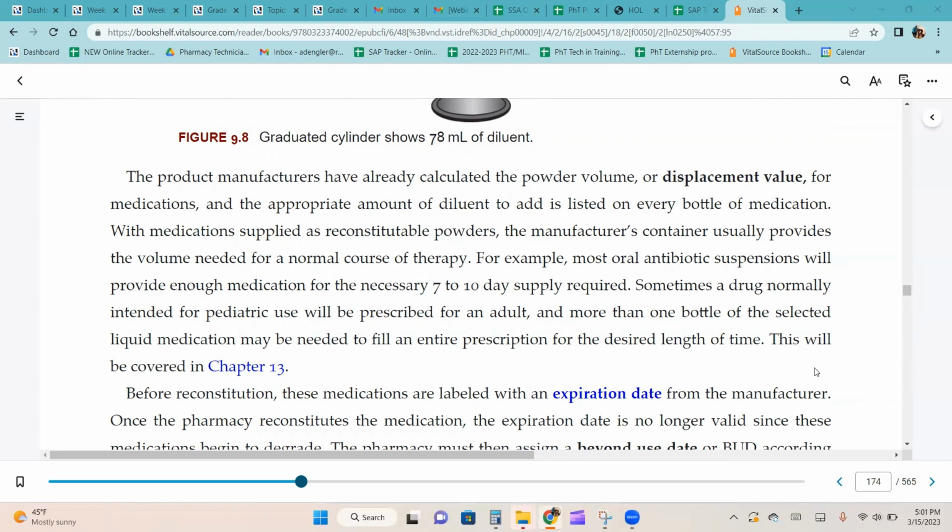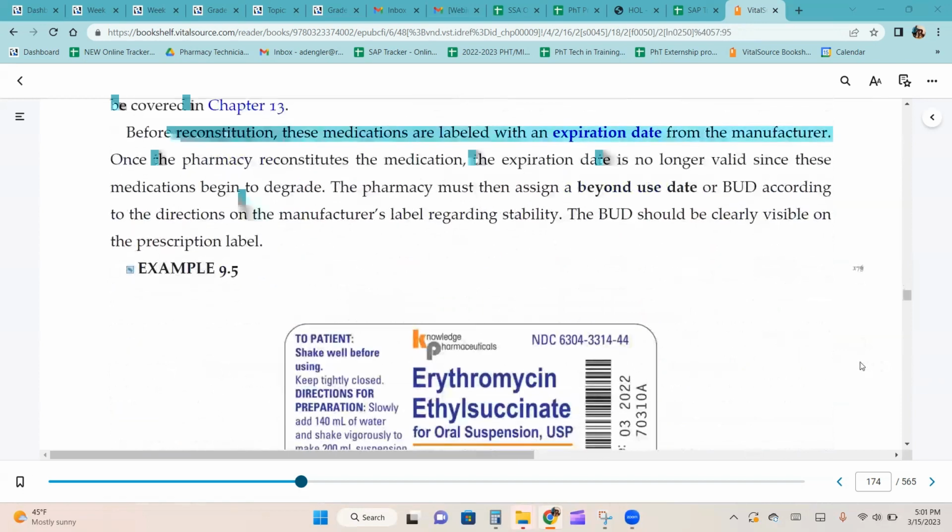Sometimes a drug normally intended for pediatric use will be prescribed for an adult, and more than one bottle of the selected liquid medication may be needed to fill an entire prescription for the desired length of time. This will be covered in Chapter 13.